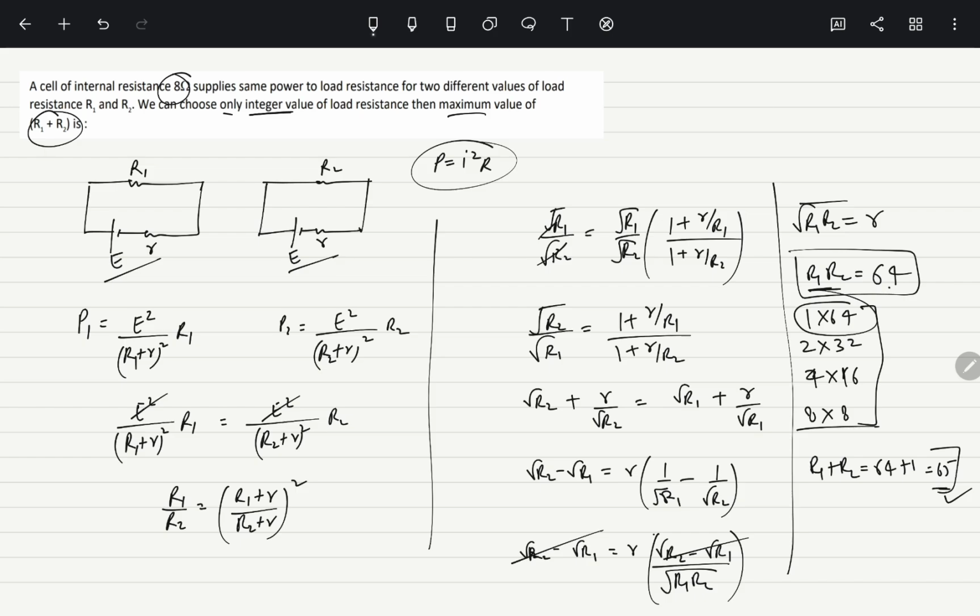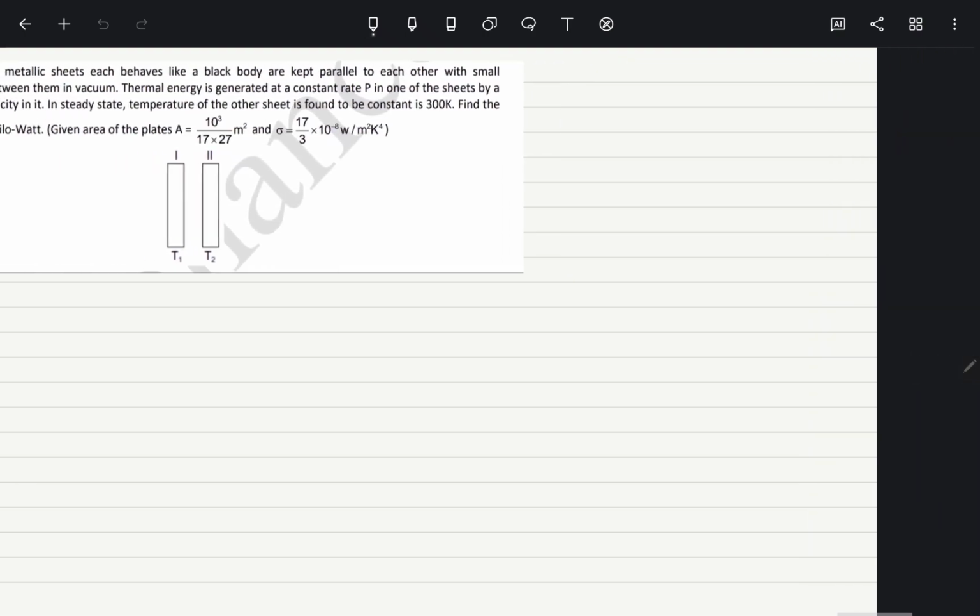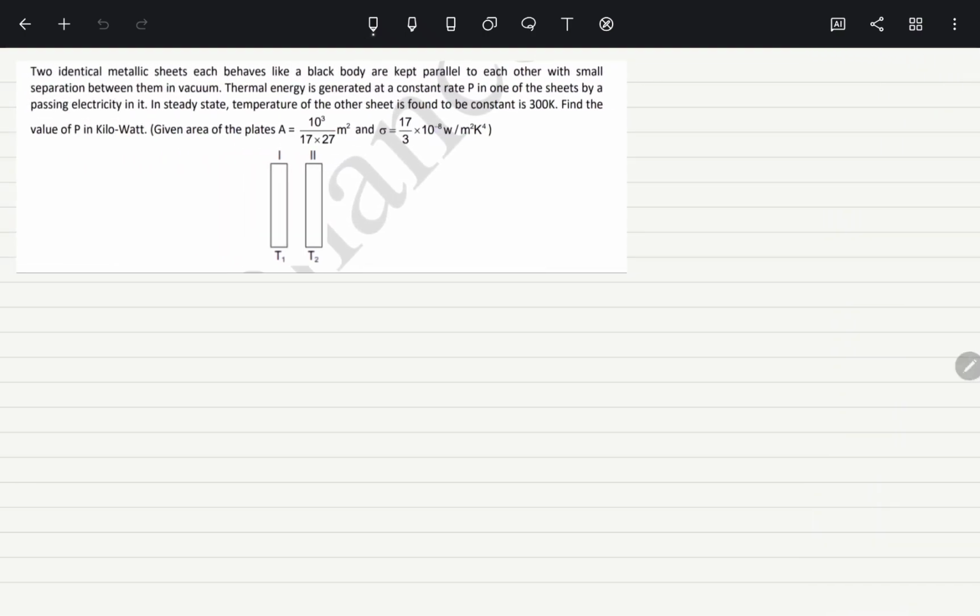Okay, so let's move to the next question. The next question is again a heat transfer question. The last question was of another topic, current electricity. But anyway, both the topics are similar in some aspects. Okay, so now let's see this question. And again, this is a good question, and somewhat related to the first question.